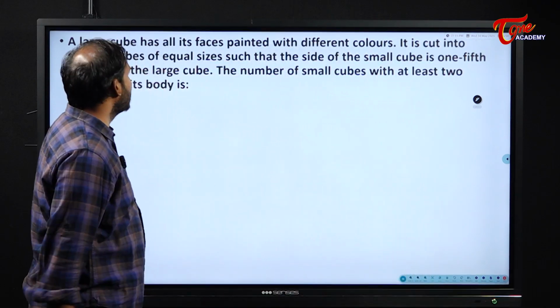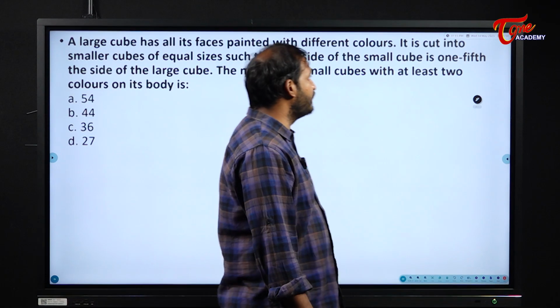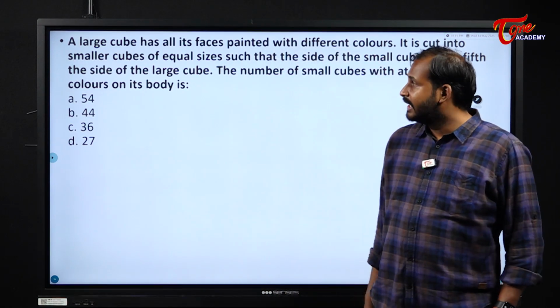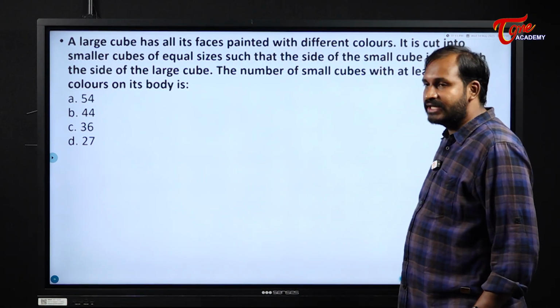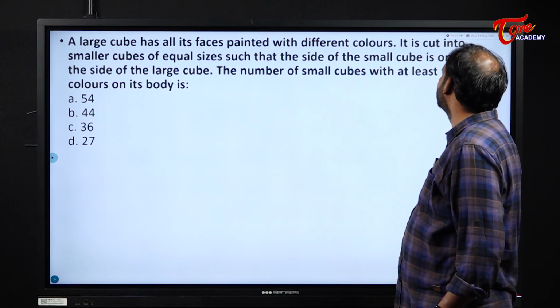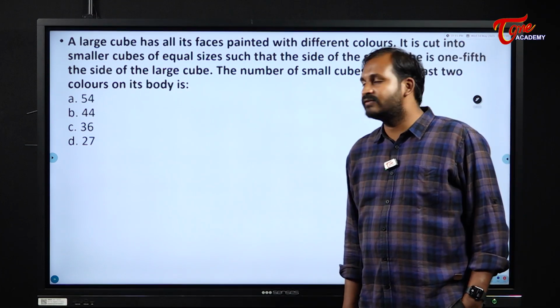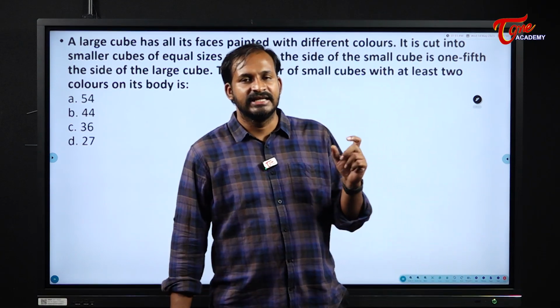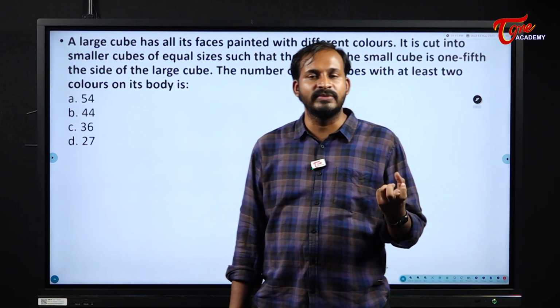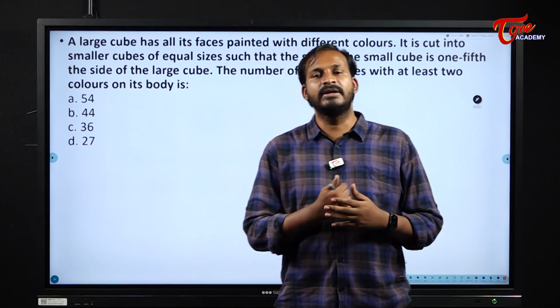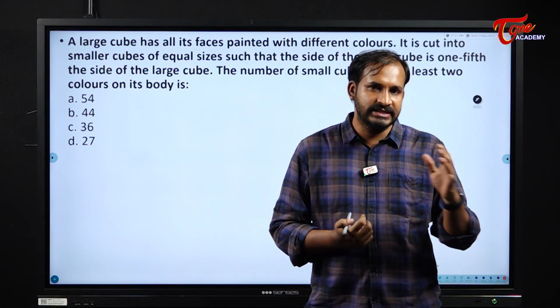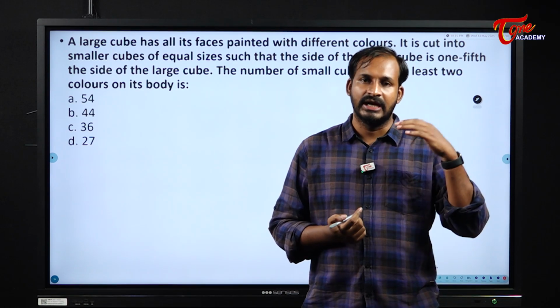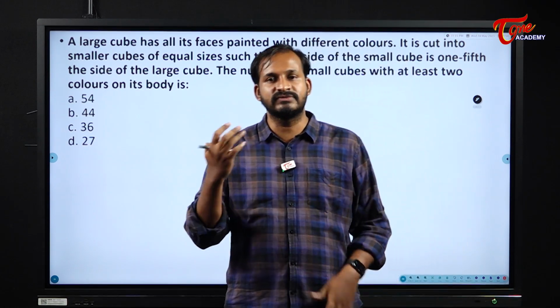Next one. A large cube has all its faces painted with different colors. It is then cut into smaller cubes of equal sizes such that the side of the small cube is 1/5 the side of the large cube. Here actually, students, instead of giving the dimensions directly, he said that the size of the small cube is 1/5 of the large cube. Tell me how many cuts we can make here? Very simple, we need to make 5 cuts along its length, breadth and height. Why? Because 1/5 means what?